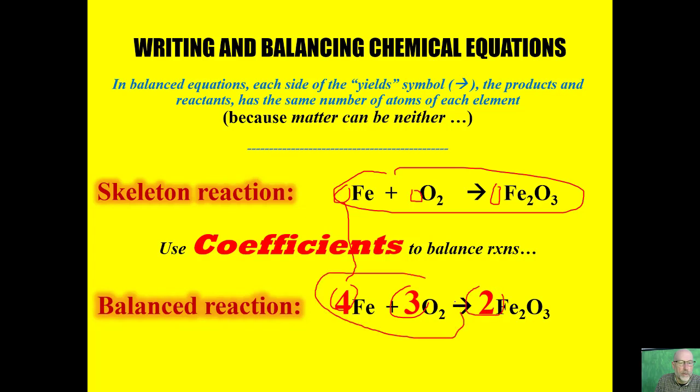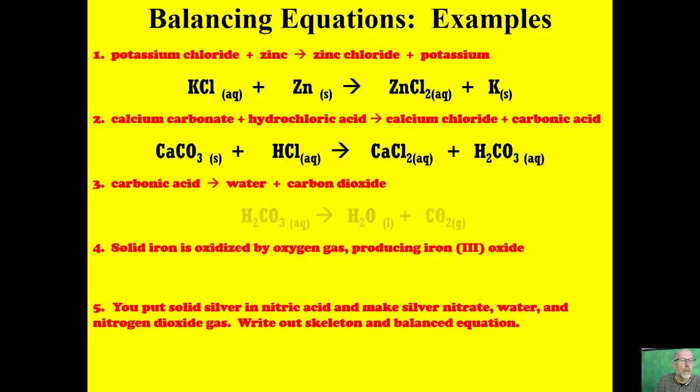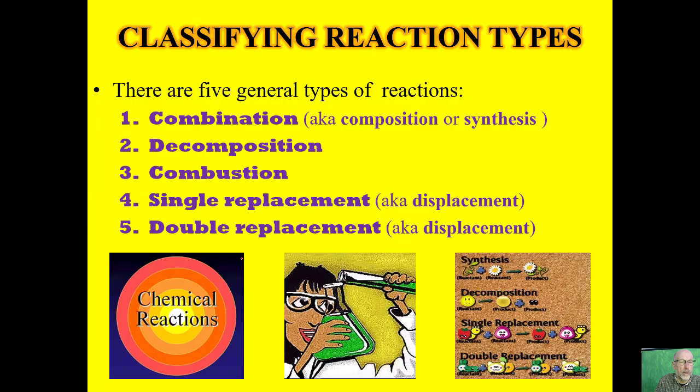So you have the same number of Fe's on the left as on the right, 4. You have the same number of O's on the left as on the right. That would be 6 on either side. Here's some examples for you. You can look at those.